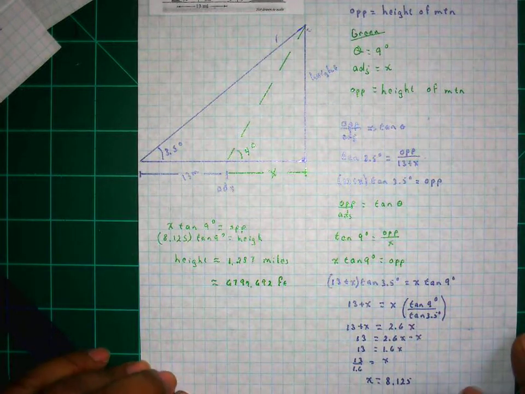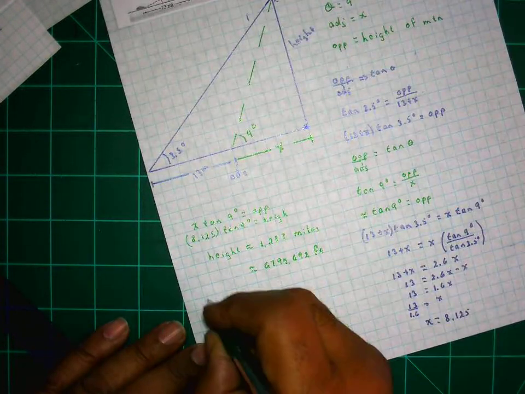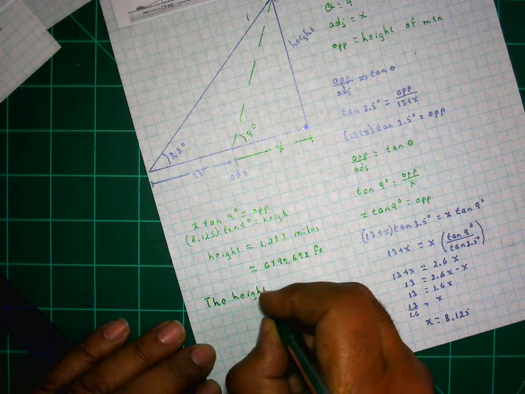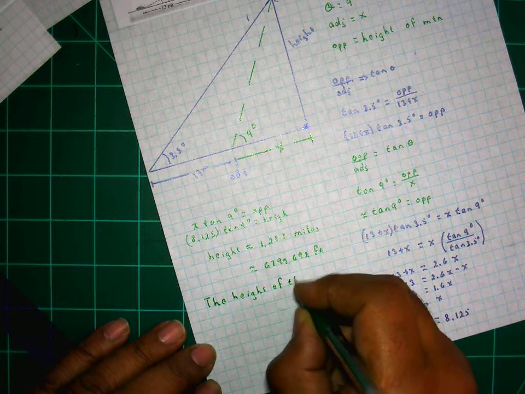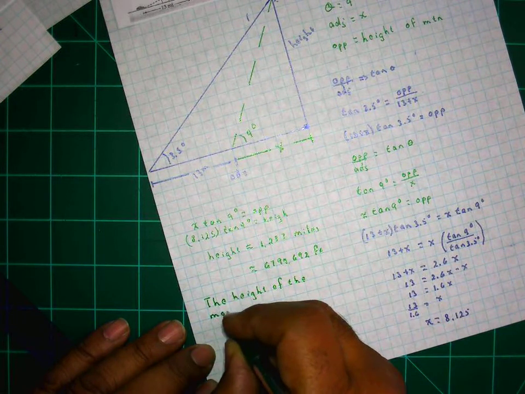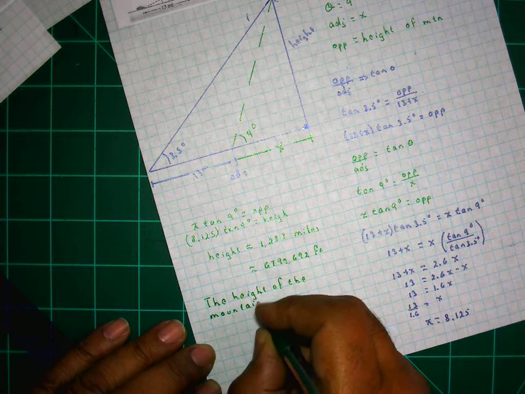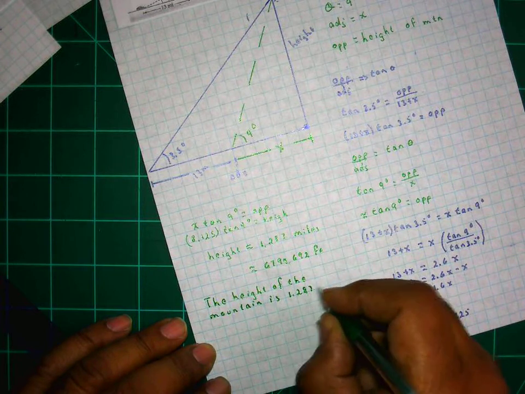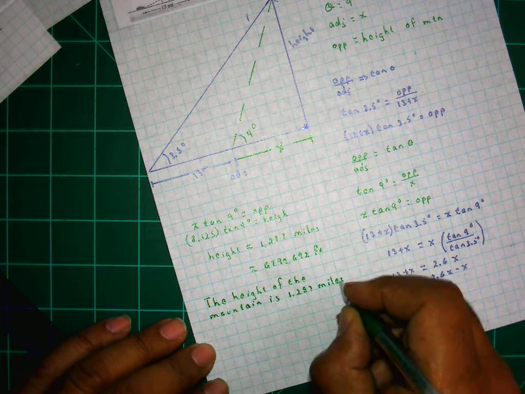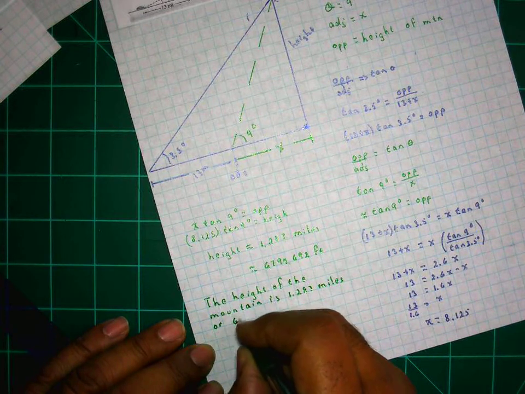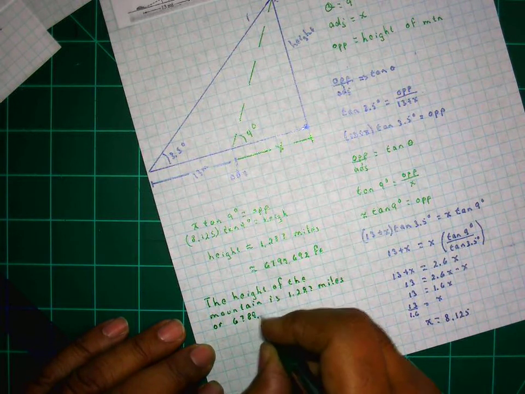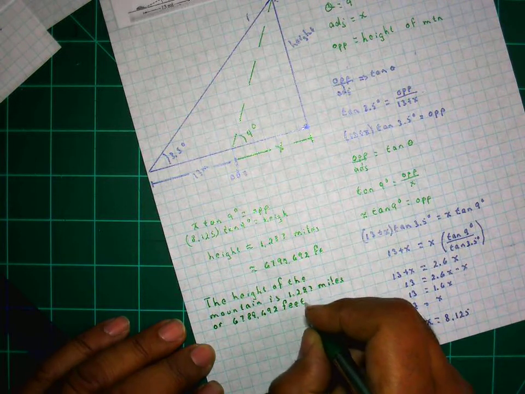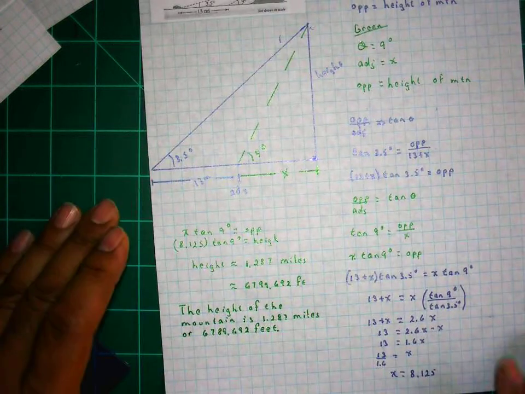Okay, now let's answer the question here. The height of the mountain is 1.287 miles, or 6,789.692 feet. And we're done.